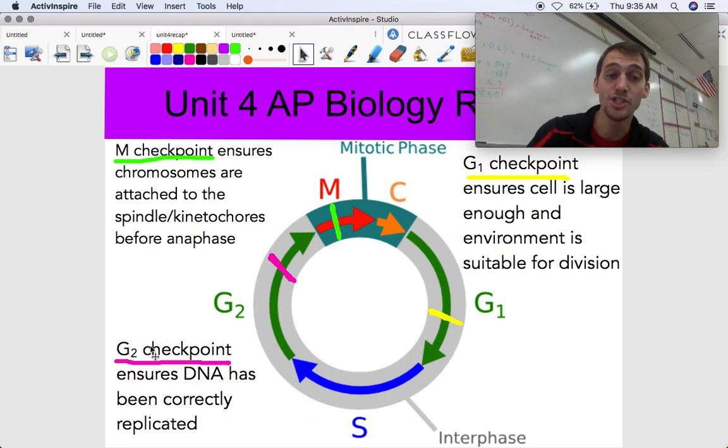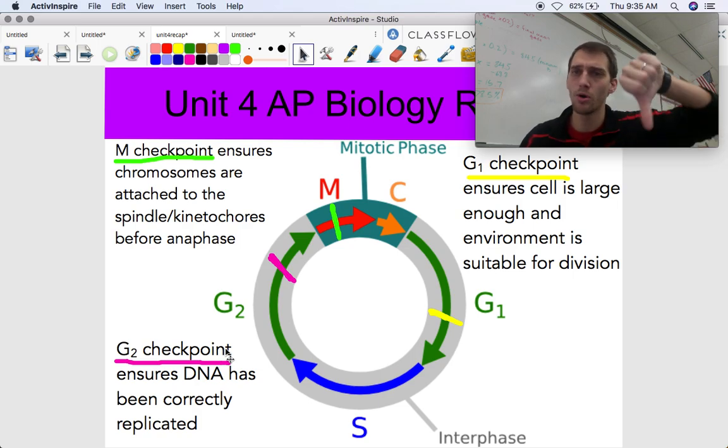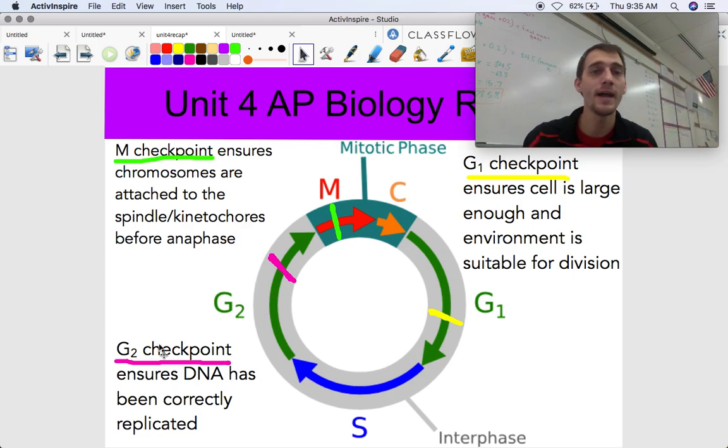Checkpoint 2, or G2 checkpoint, ensures DNA has been correctly replicated. It checks, hey, are we good? Is the DNA copied correctly, or is there an error? And then finally, the M checkpoint, or the mitosis checkpoint, as I mentioned before, ensures chromosomes are attached to the spindle and kinetochores before anaphase, right? So right between metaphase and anaphase, it checks, hey, is everything aligned properly? Are we attached properly so that there's an even split? Okay, that is one more checkpoint.